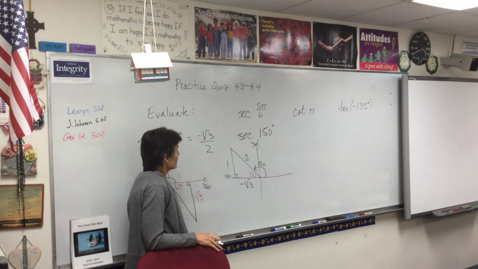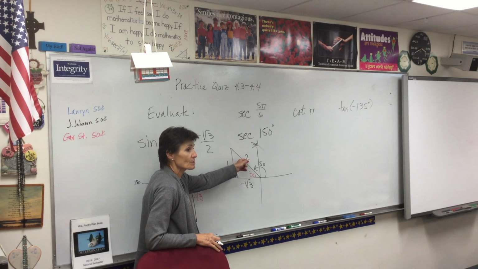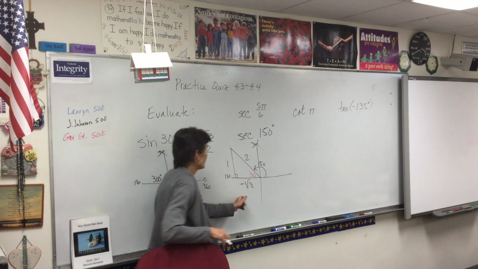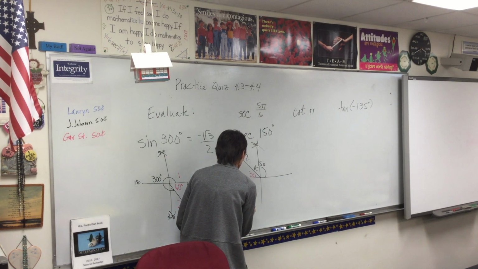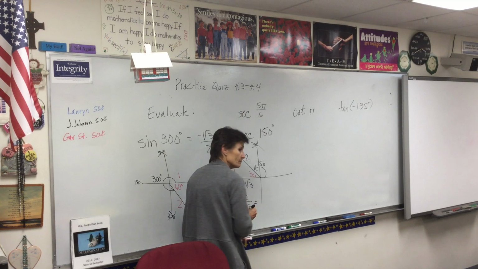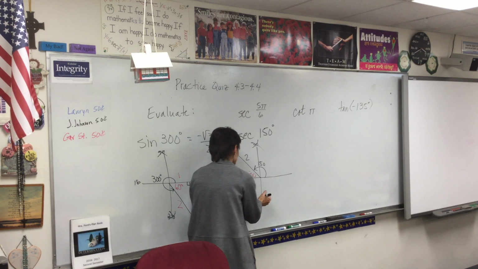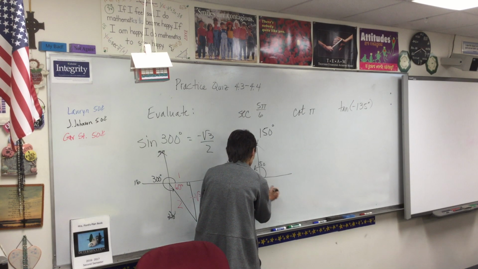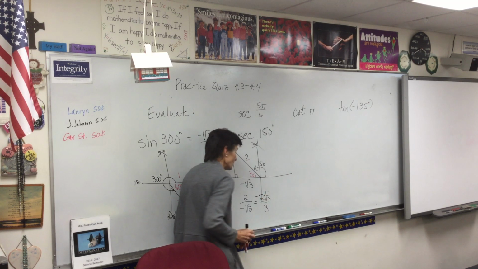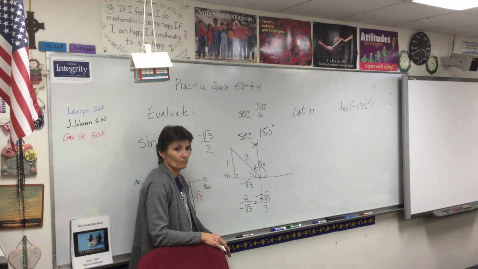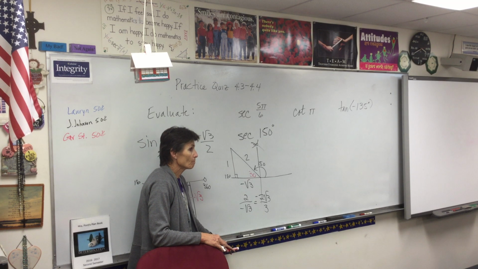All right. What's the secant? Hypotenuse over adjacent. So it's going to be 2 over negative root 3. Oh, but you got to change it, which is 2 root 3 over 3, negative, right? Yes. Negative 2 root 3 over 3. Perfect.